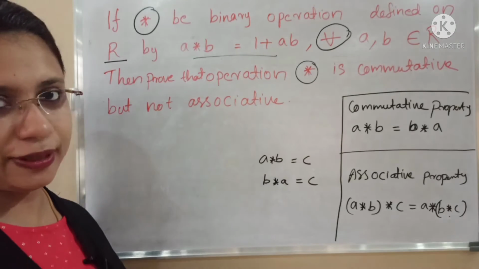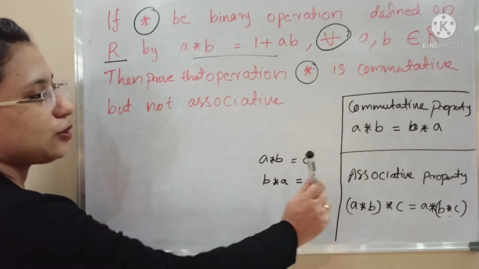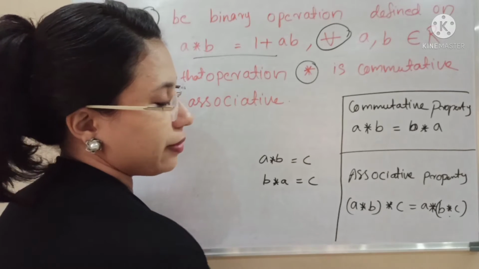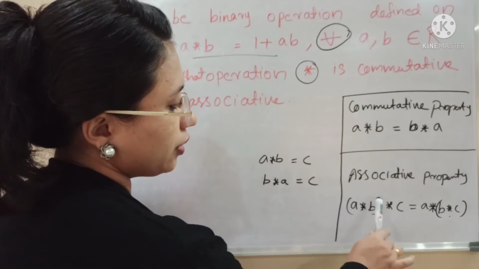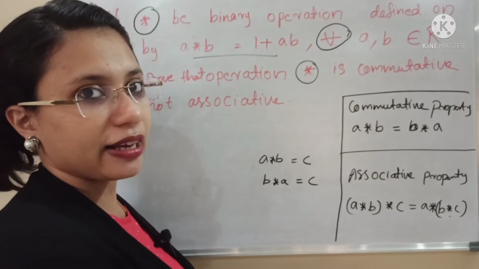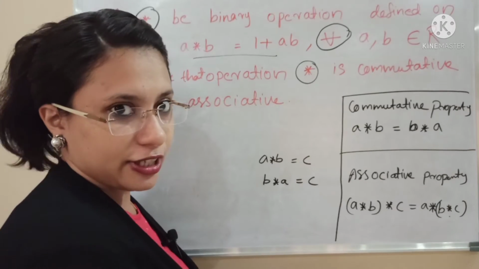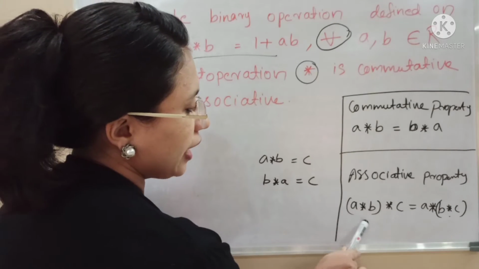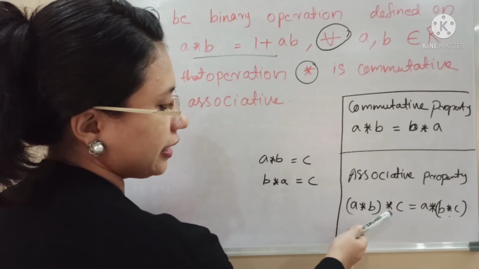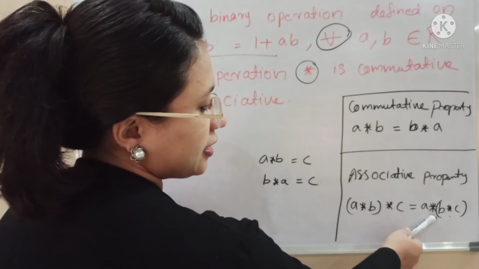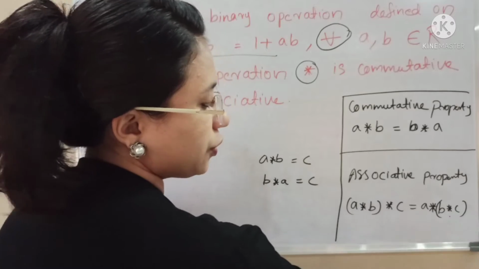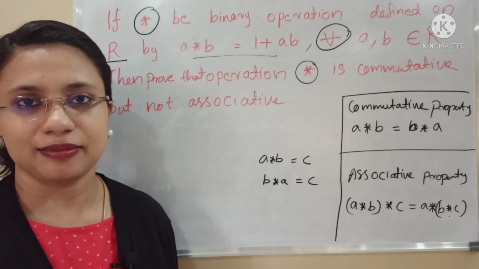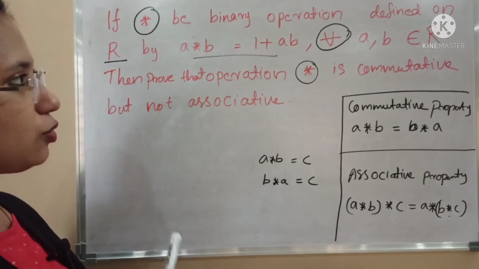Clear? Now associative property means when we do (a star b) star c, the elements inside the bracket will be done first, and only then will we consider the third one. So when we do (a star b) star c, we will get an answer, and a star (b star c) also gives the same answer, it means it obeys the associative property. Clear? So we will see how to solve this.